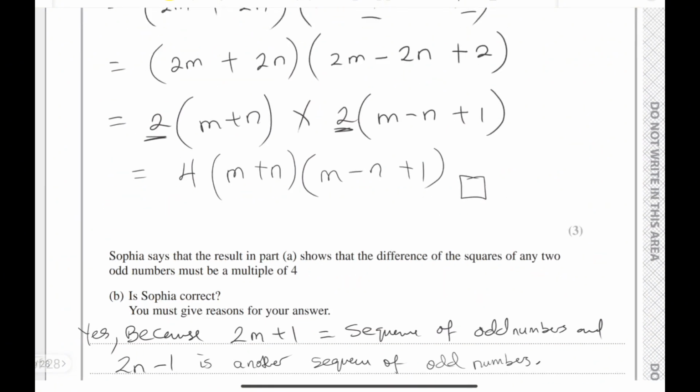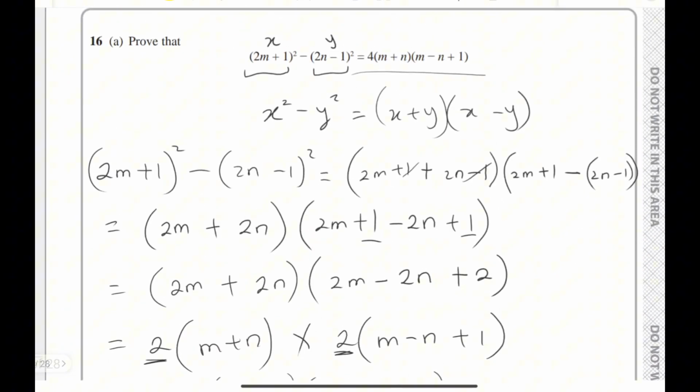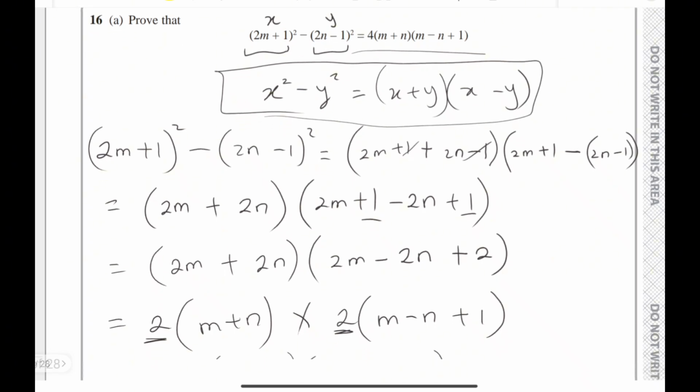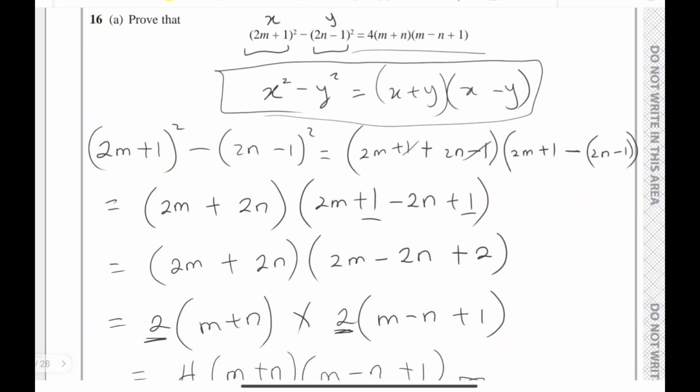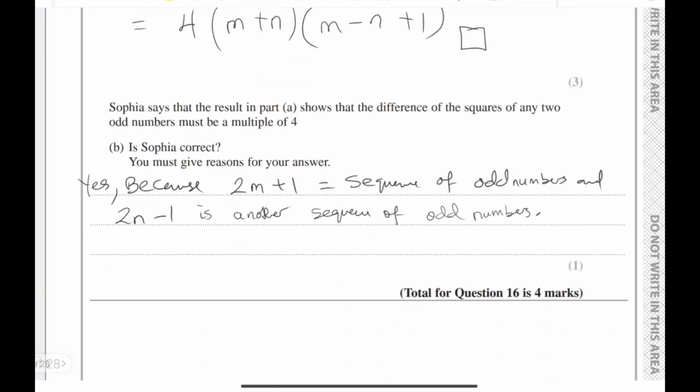And as I said earlier, what we have here is difference of two squares. I said it right here. And that resulted in 4 multiplied by what we have. So this means that this is a multiple of 4. So that means Sophia is correct.